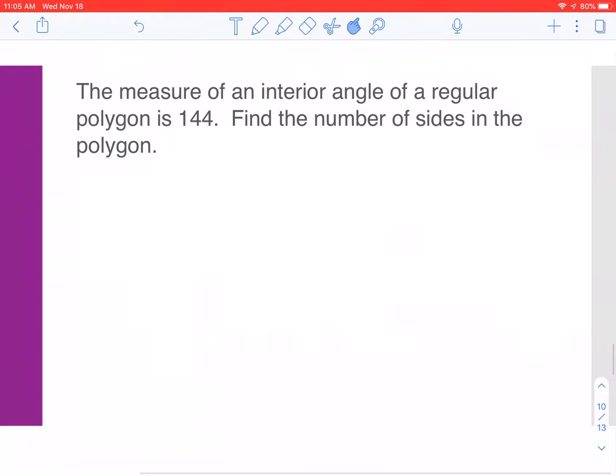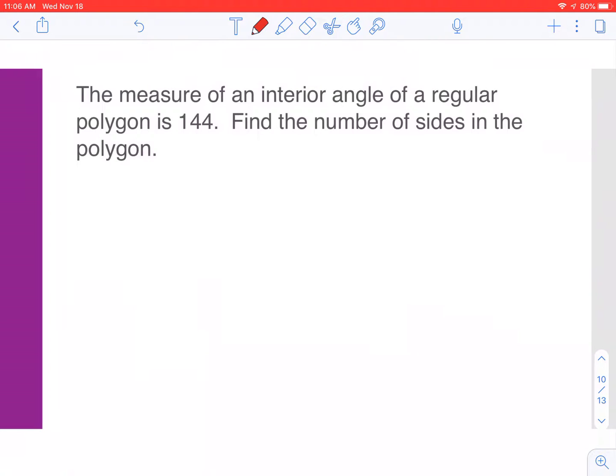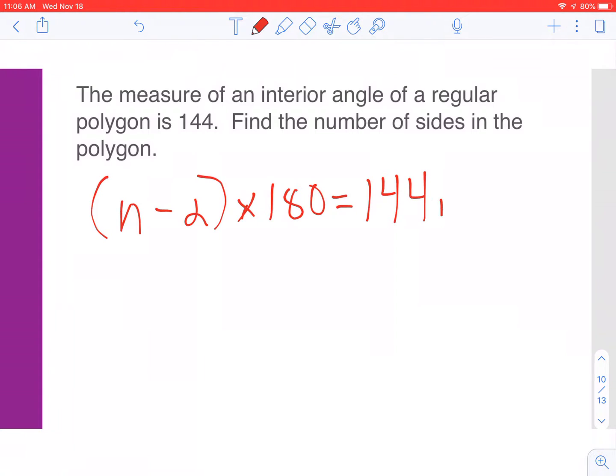All right, so we found the sum, n minus 2 times 180. Now we need to find the number of sides. Okay? But we also only know the interior angle. So check this out. We don't know n. N minus 2 times 180 will equal the total sum of the angles. The total sum of the angles is going to be 144 times n. Okay, this is going to be a messy algebra problem.